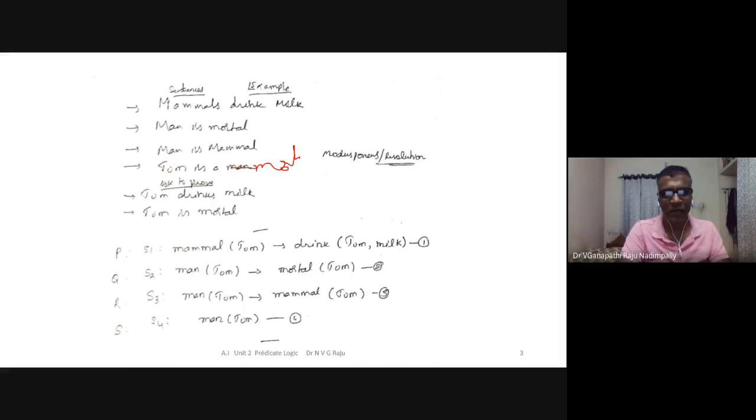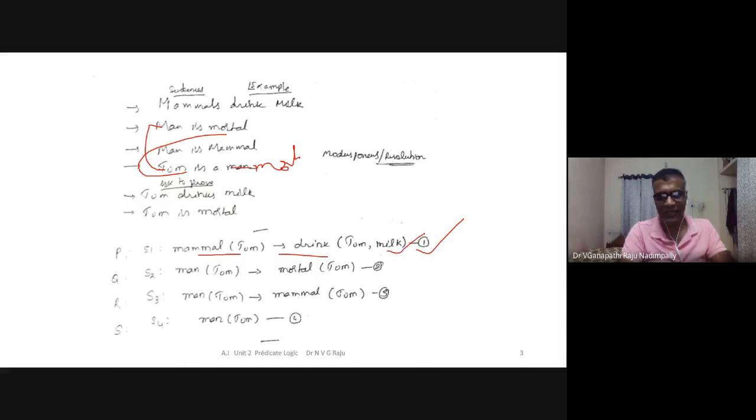Now, if you say Tom is a mortal, otherwise we can infer like this: Tom is a man, and a man is a mortal. We can infer it without taking this also. The first statement is okay for everyone. Tom is a man, and a man is already mortal, so we can infer that Tom is a mortal. Wherever Tom is there, we have already represented that Tom drinks milk, mammal drinks milk.